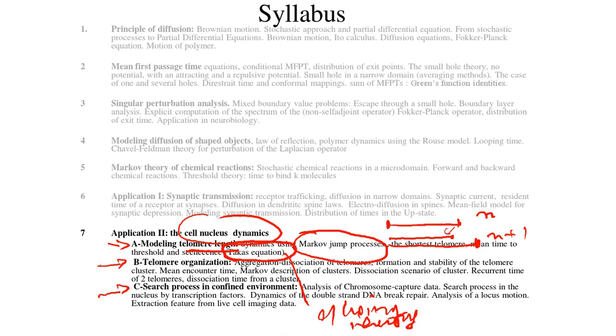So the next thing I'm going to discuss is telomere organization, that is, how telomeres are organized inside the nucleus, and we'll use the theory of aggregation and dissociation of particles inside a bounded domain. The final part will be the search process in a confined environment, and specifically, if you have a DNA, how long it takes for the DNA to form a loop.